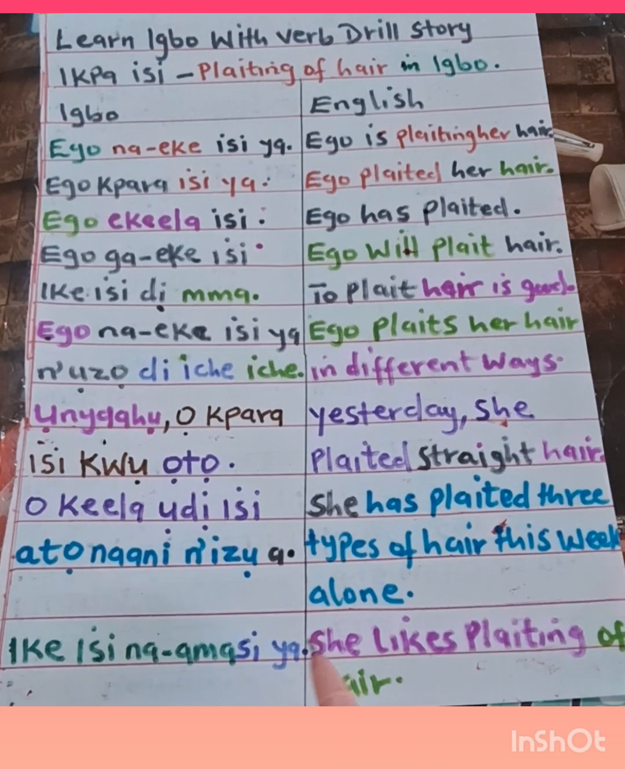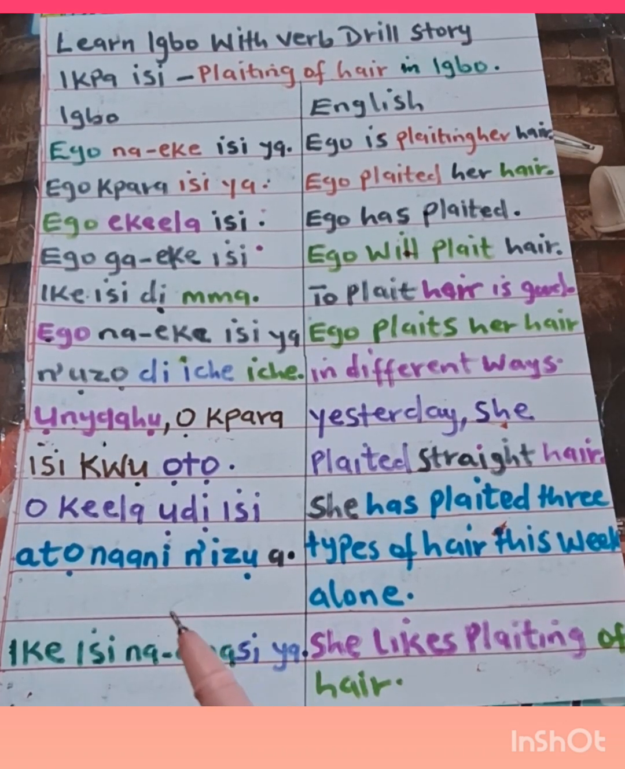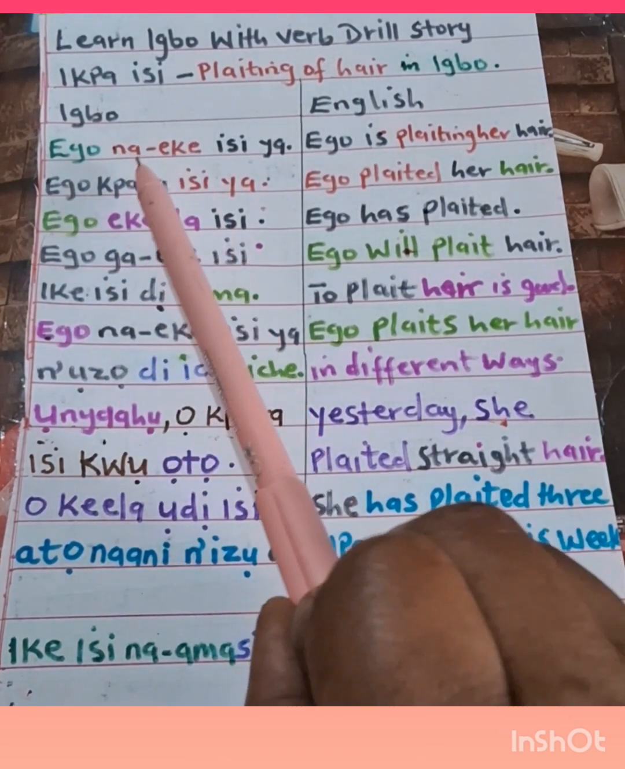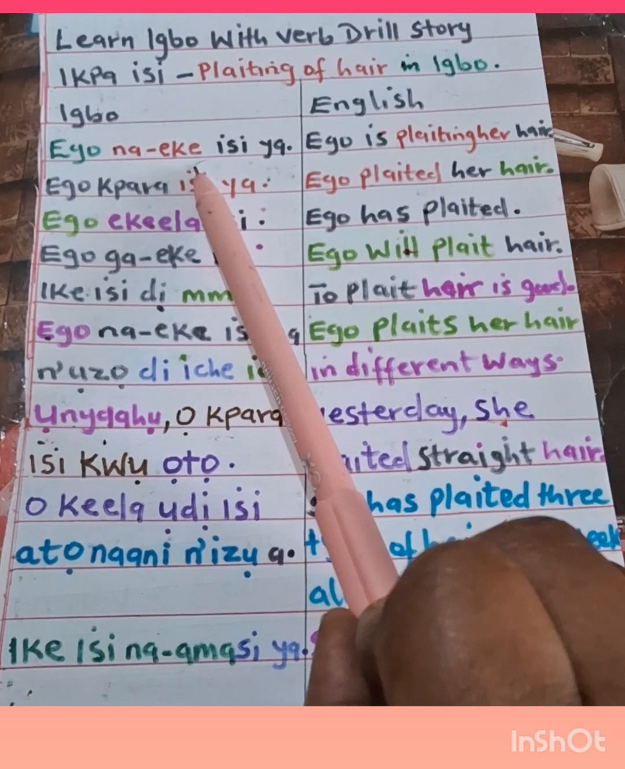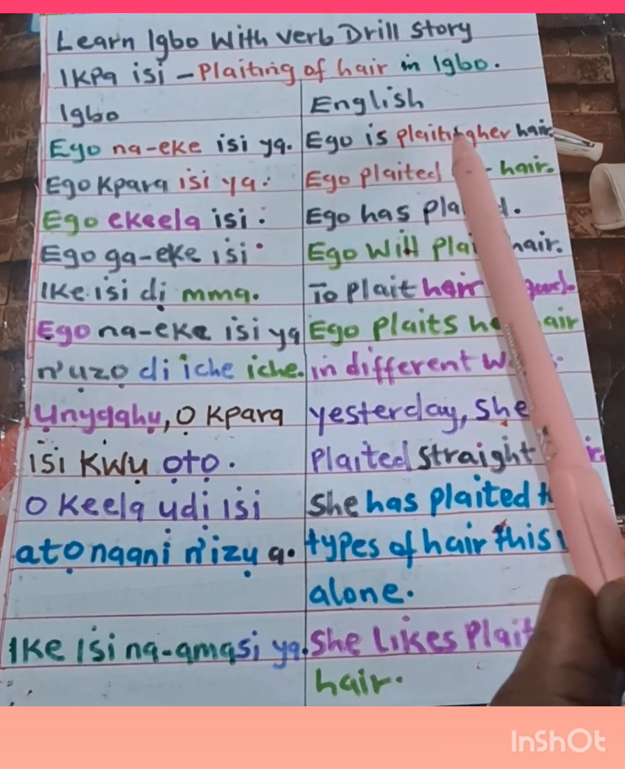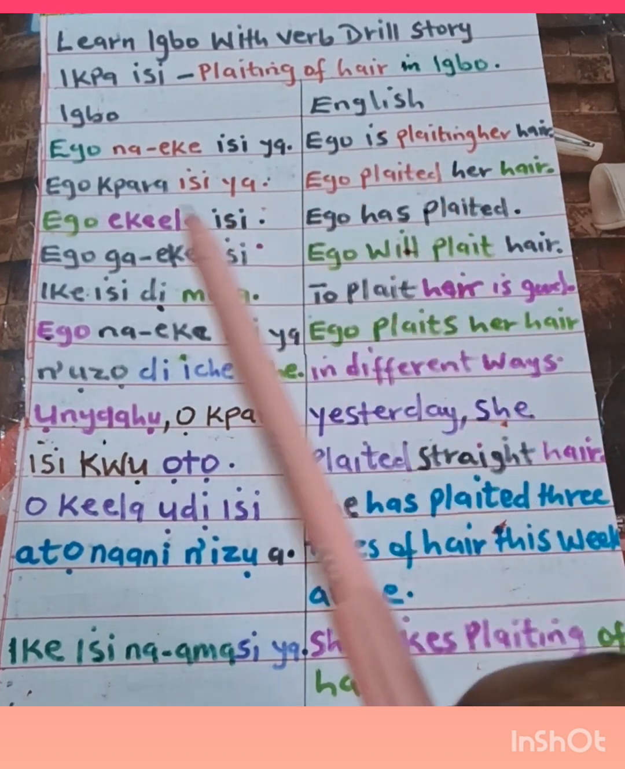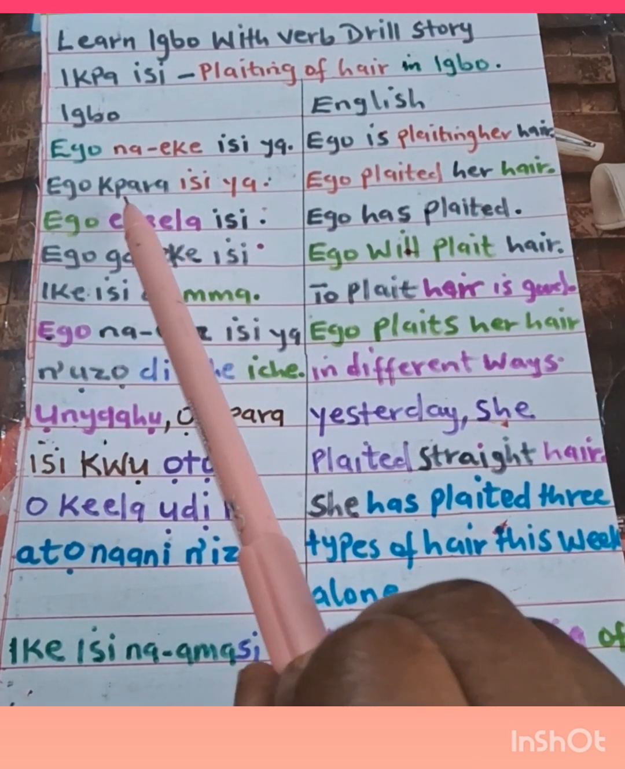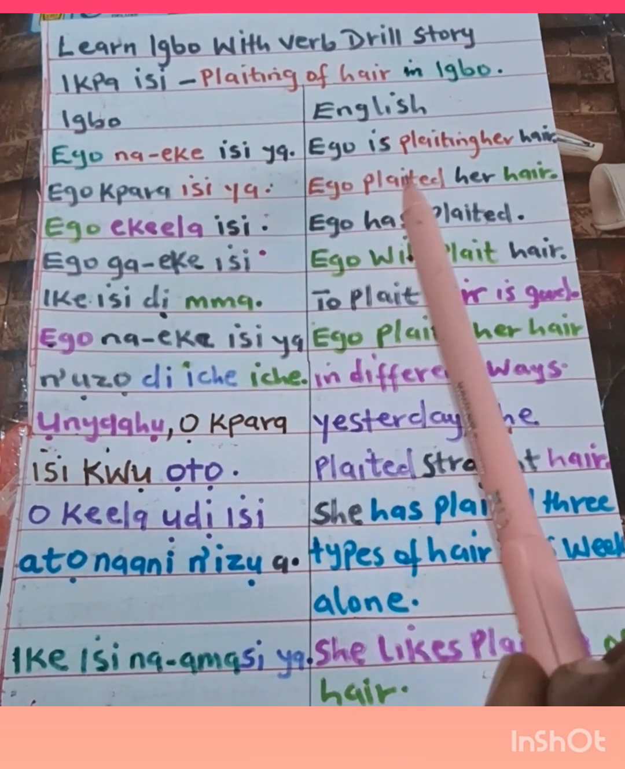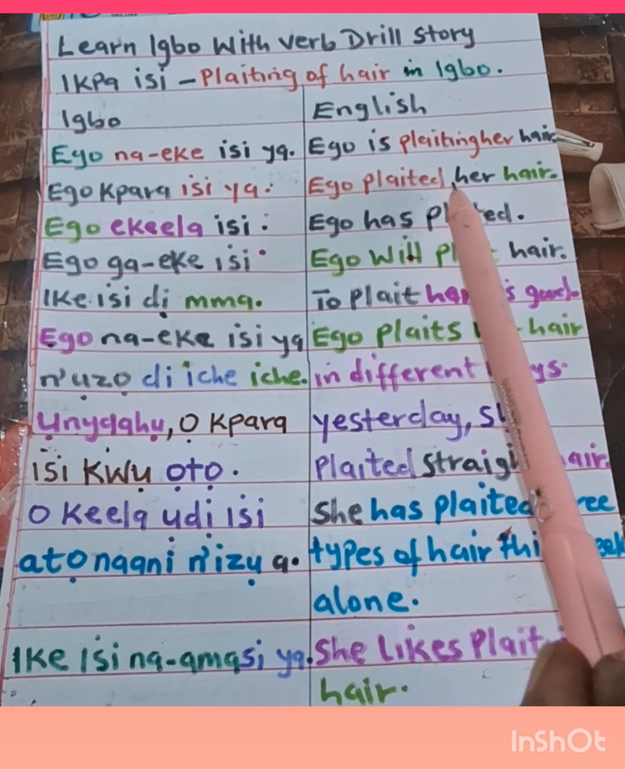What I want you to understand here is that we use 5 different verb tenses. Number 1, neke isi, that is plaiting of hair. Another one is kpara isi. It means plaited hair.